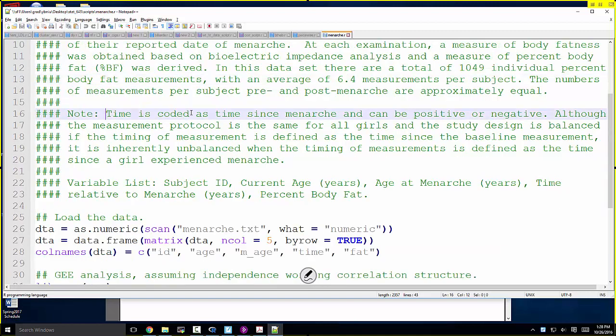Time is going to be coded as time since menarche, and so it can be positive or negative because these girls were followed. They were all pre-menarche when the study started, and we watched them until menarche hit and then 4 years afterwards. So time is potentially negative.